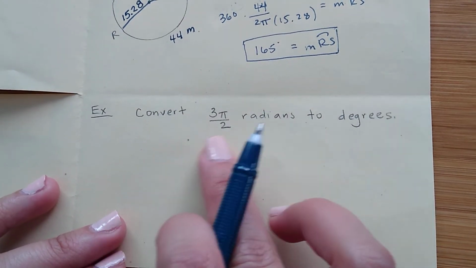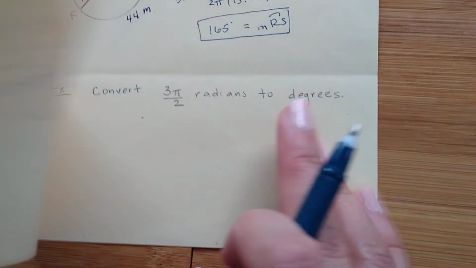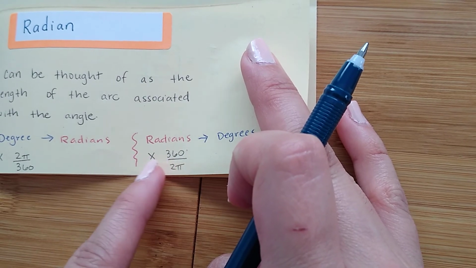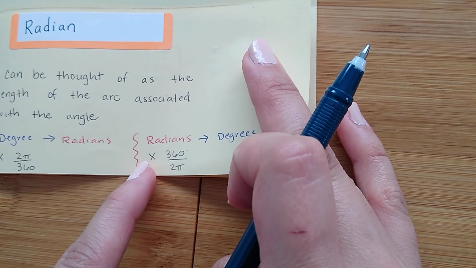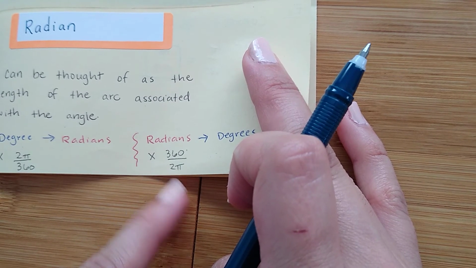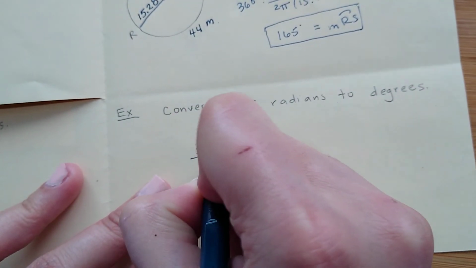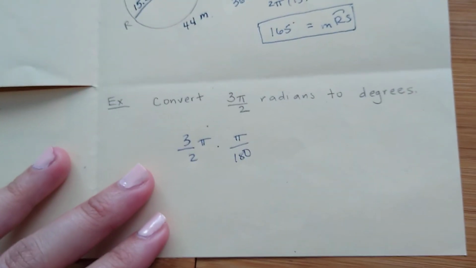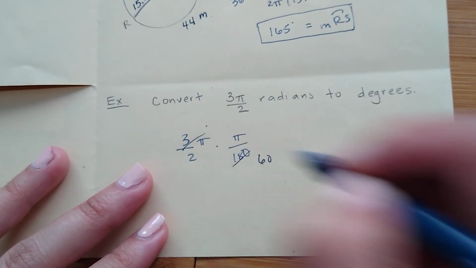Okay? All right, so finally the last one. Convert 3 pi over 2 radians to degrees. So in this case, we're going to be working backwards. Our original method of doing it is multiplying by 360 over 2 pi. Well, I want to work with smaller numbers, so I'll just do pi over 180.